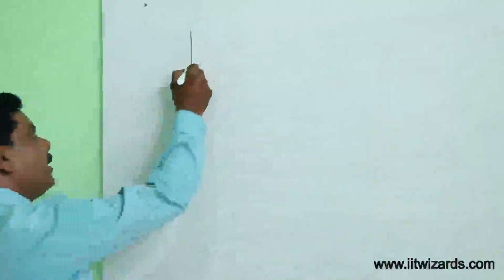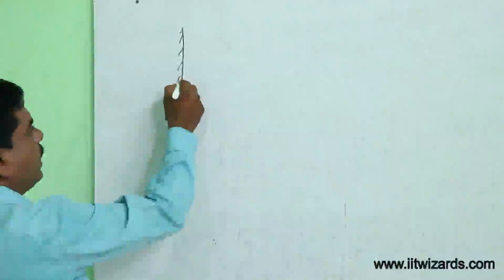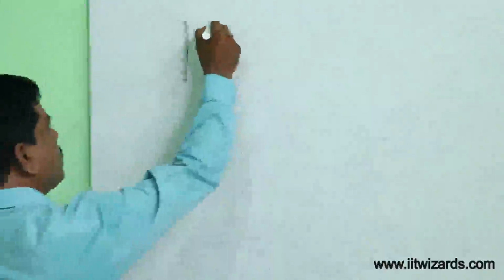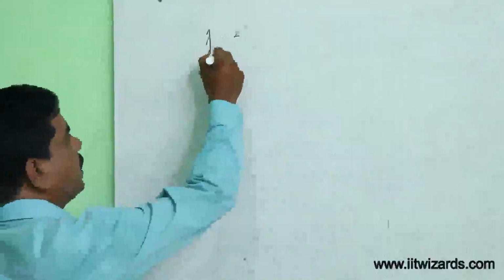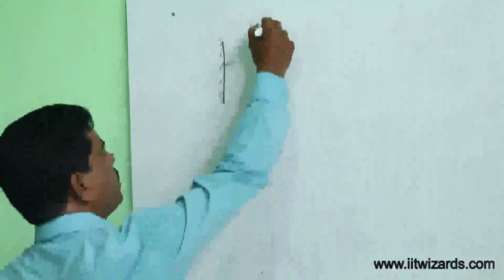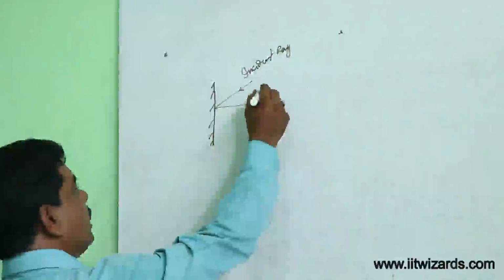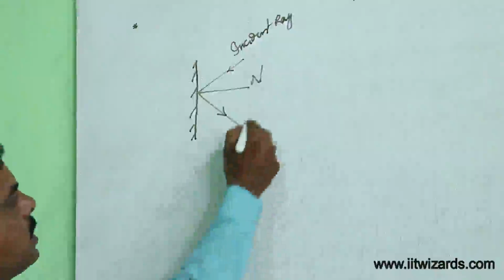So what is a plane mirror? We are all familiar with plane mirrors. We have a reflecting surface like this, and this is the incident surface. Whenever light falls over a plane mirror, this is the incident ray, and this is the normal. Light gets reflected like this. So this is the reflected ray.